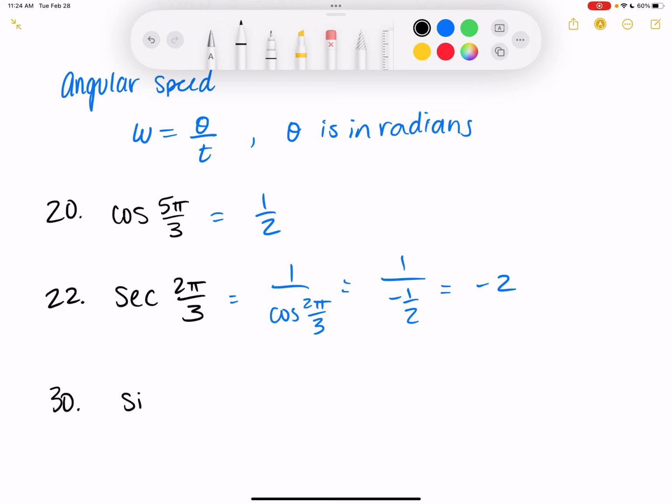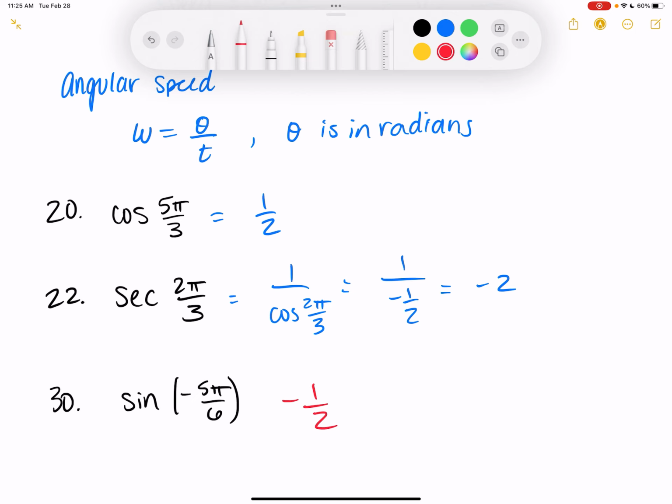Sine of -5 pi over 6. Wait, I have to write things down. So remember, that means you've got to count backwards. It's -1/2. Cool. We go with that?